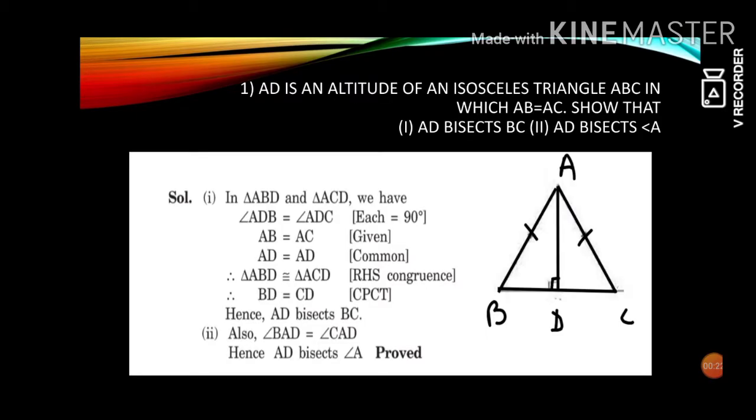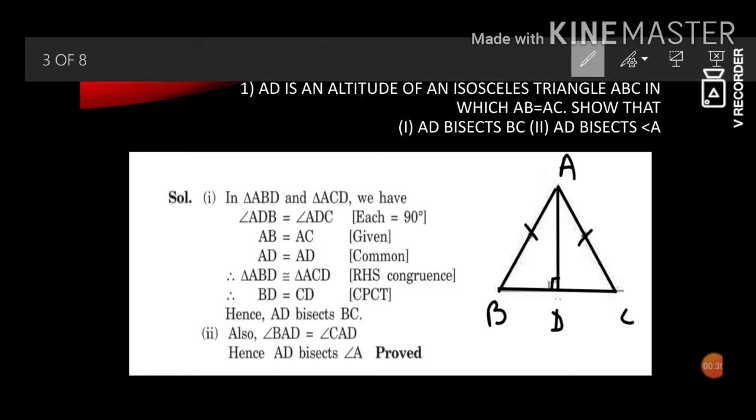The first question that we are going to discuss is: AD is an altitude of an isosceles triangle ABC in which AB is equal to BC. Show that 1, AD bisects BC and 2, AD bisects angle A. So there is a line AD which is an altitude of an isosceles triangle where AB is equal to BC. First we have to prove that AD bisects BC. That means we have to prove BD is equal to DC.